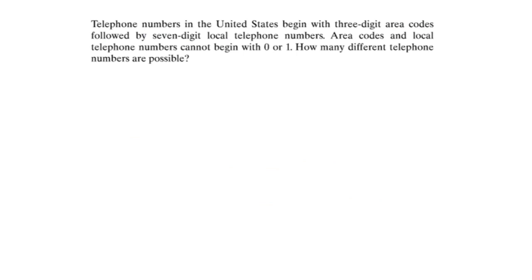All right, this last problem is similar to the previous problem, but it has some unique differences in it. So let's read carefully. Telephone numbers in the United States begin with 3-digit area codes. So I'm going to put 1, 2, 3. That's my area code, followed by a 7-digit local telephone number. So 1, 2, 3, 4, 5, 6, and 7 digits.